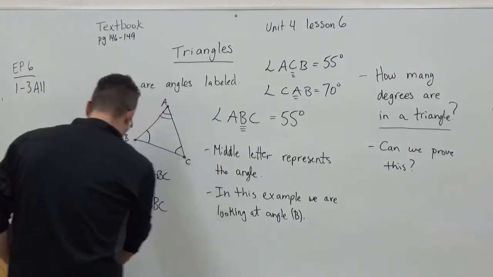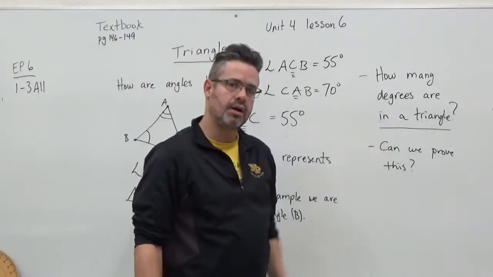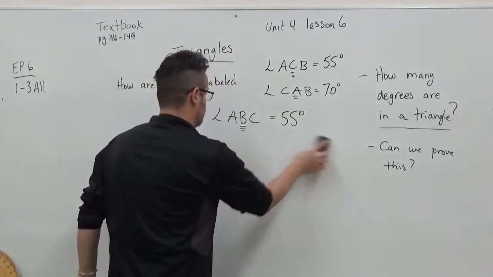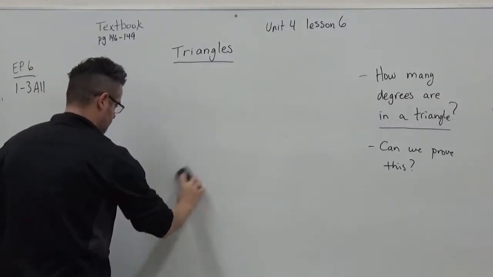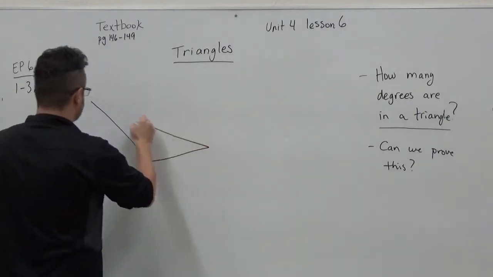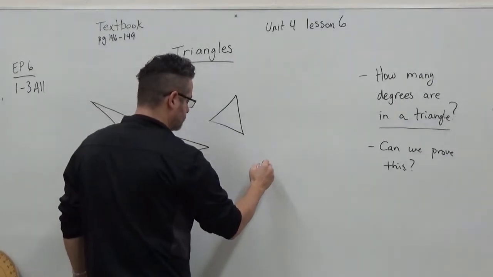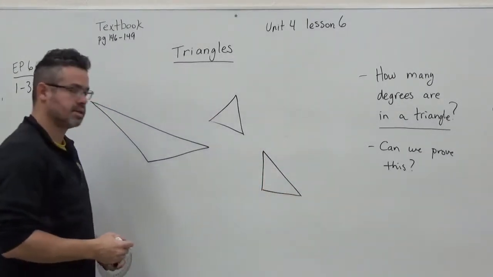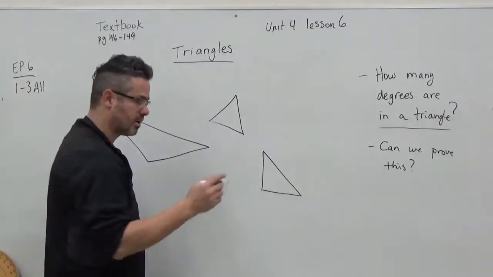Now I have a question for you. How many degrees are in a triangle? Is it the same every time? Well, it actually is. It is the same for every single triangle. It doesn't matter if your triangle looks like this, if it looks like this, or if it looks like this. They all have the same number of degrees.